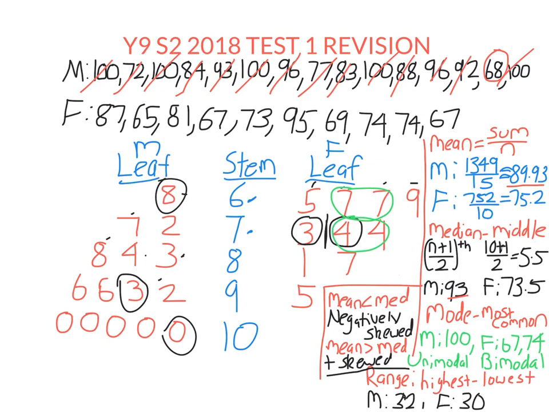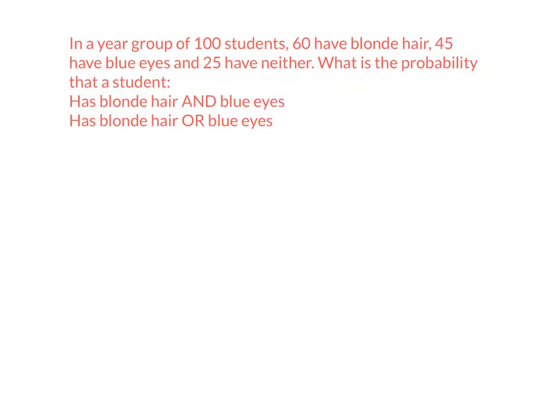All right, that's all we really need to know for statistics: how to find mean, median, and mode, how to draw up back-to-back stem and leaf plots, and interpret histograms and distributions for their skewness. Now let's look at probability. So we now turn our attention to probability.